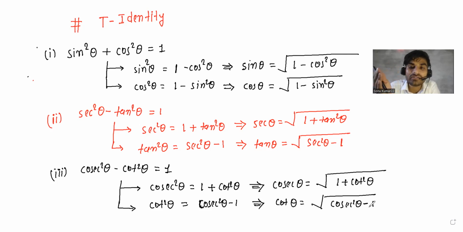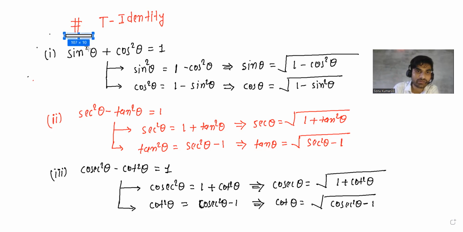Okay. After that we discussed complementary trigonometric ratios. Means sin 90 minus theta is cos theta, cos 90 minus theta is sin theta, tan 90 minus theta is cot theta, cot 90 minus theta is tan theta, sec 90 minus theta is cosec theta, cosec 90 minus theta is sec theta. Okay, after that we discussed the trigonometric identities. There are 3 trigonometric identities. So we had discussed all these trigonometric identities.